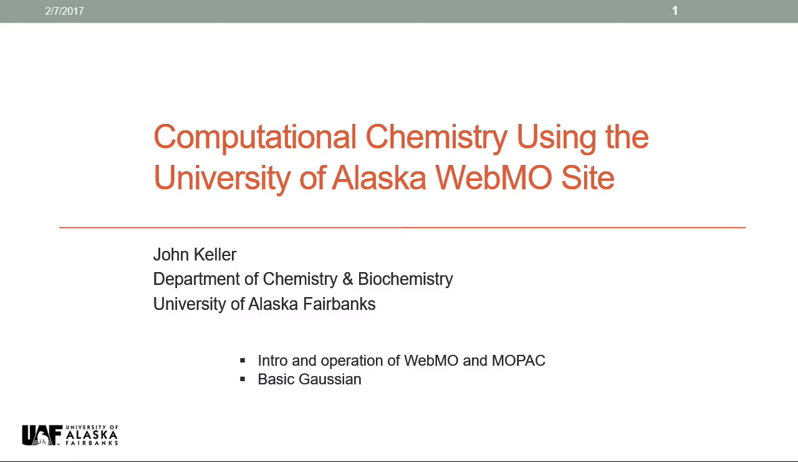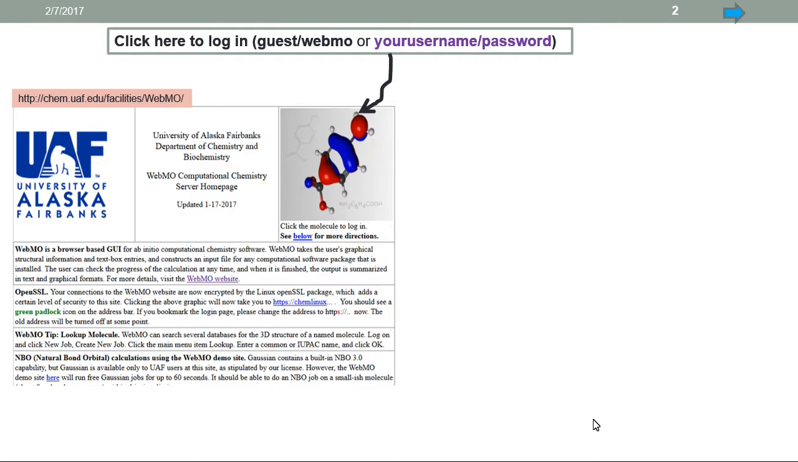I've divided the topic into two sections. First, WebMO and Mopac, and second, Basic Gaussian, which represents two levels of detail in the use of this site by students. The best way to access the WebMO website is to first visit the home page, which has a link to the login page, plus background information on the computers and programs. Go to the login page by clicking the MO graphic at the top right.